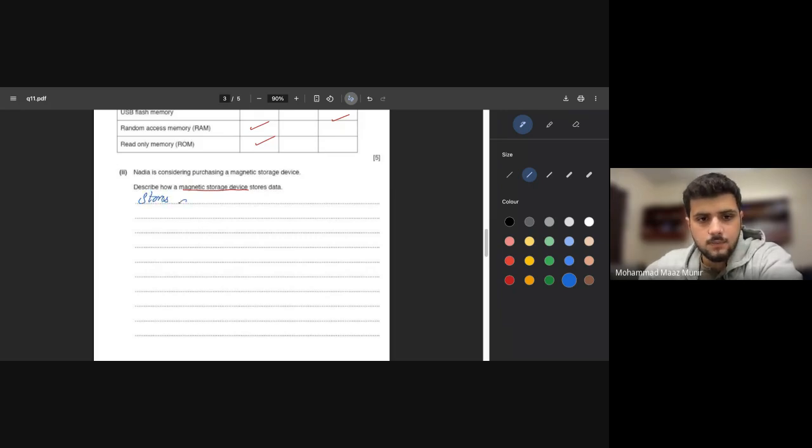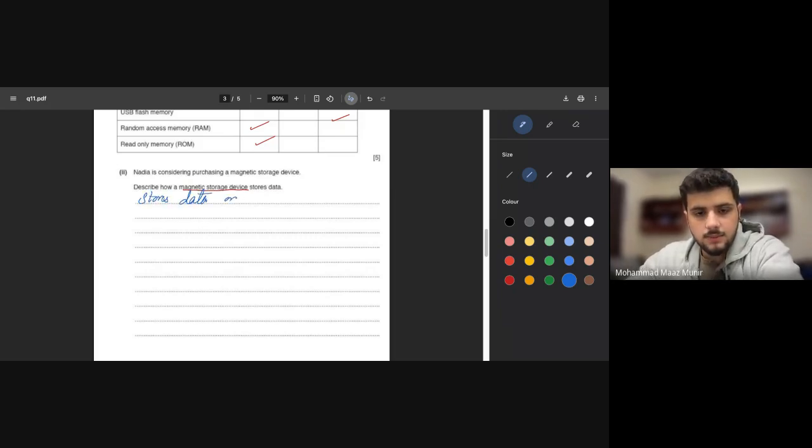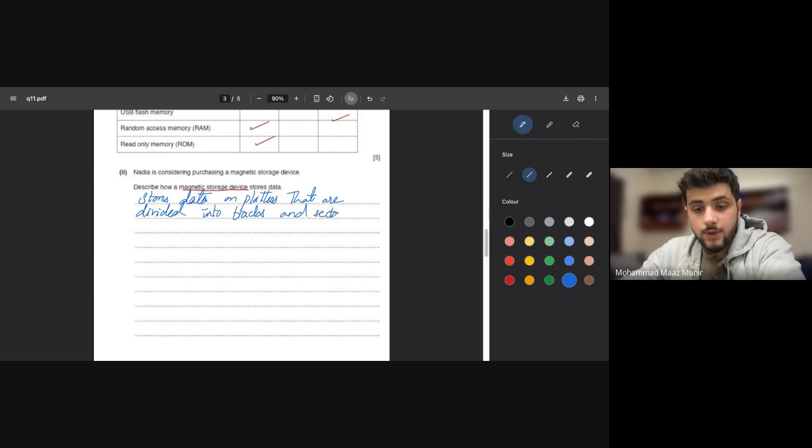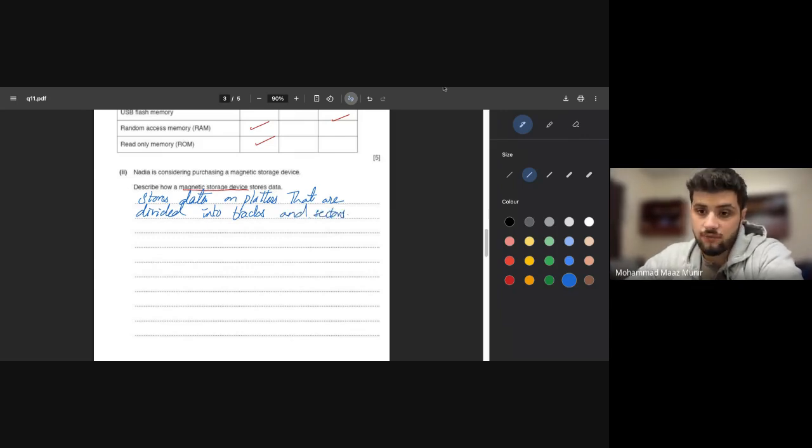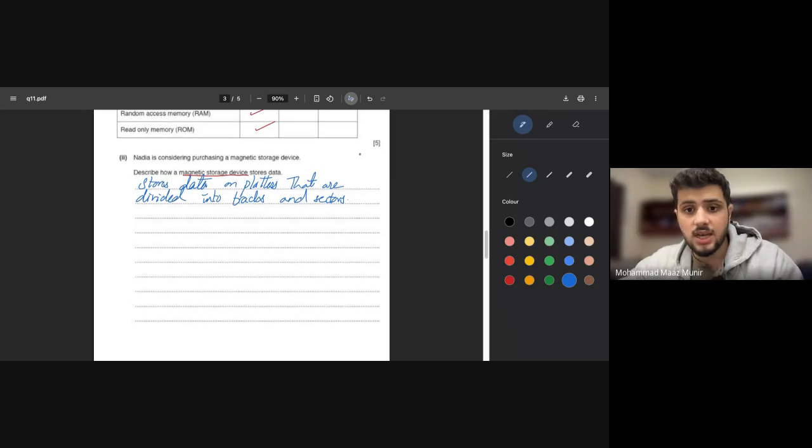Stores data on platters that are divided into tracks and sectors. These are 2 points. So when you write it till this point, you're going to get 2 out of 6, since I guess this should be a 6-mark question. This means you need to write 4 more points.